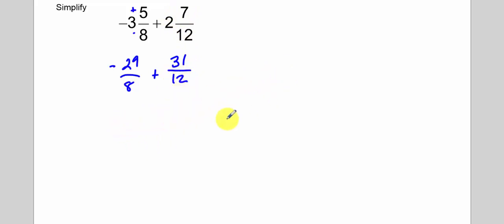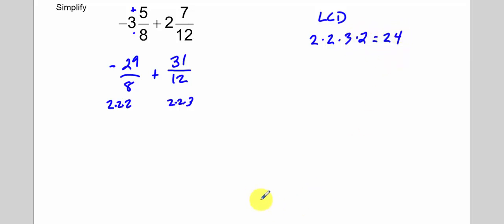Get the LCD again. This is 2, 2, and 2. This is 2, 2, and 3. Notice I'll create my LCD over here, find the biggest number, which is a 2, 2, and a 3. That's my 12. 3 2's need to go into that. They don't. So I multiply by another 2 and get 24. So 24 is my LCD.